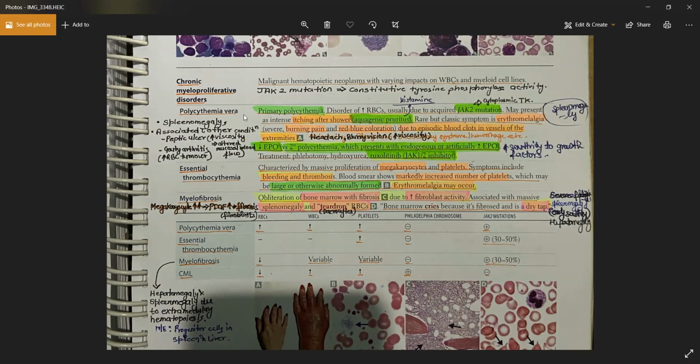Yes, because of sequestration of RBCs by the spleen. Like there is increased formation of blood cells, so the spleen will... Okay, that could be one cause. Any other cause?